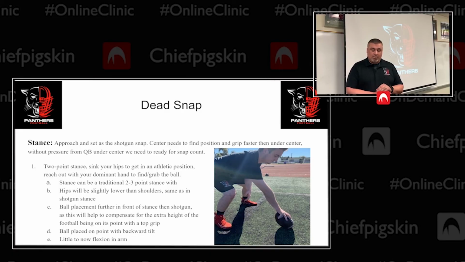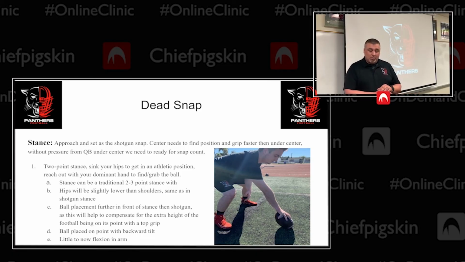Two-point stance: sink your hips, get in an athletic position, reach out with your dominant hand, find the ball. The stance can be a traditional 2 to 3 point stance for feeling. I've actually had centers go down with that third hand to give us a 4-point look. The reason why we've done that is the centers who tend to pull out of their stance too fast, just having that extra hand down, they're not really putting it on the ground. It's almost kind of dust in the ground. Just gives them a little bit more of that balance.